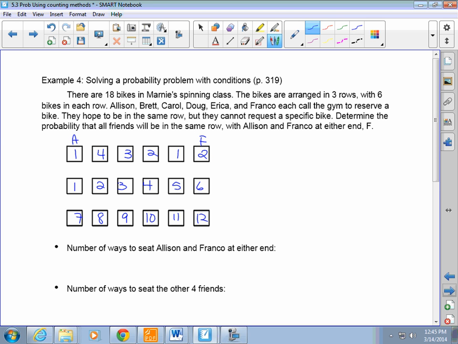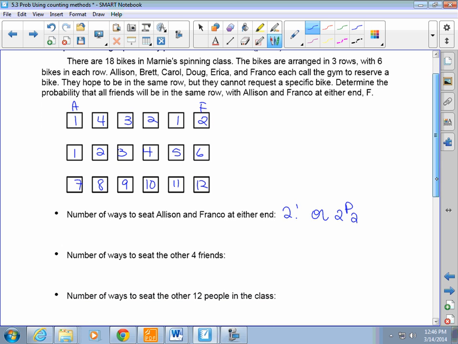So the number of ways to seat Allison and Franco at either end, well, I can put Allison on the left, Franco on the right, or Franco on the left, Allison on the right. So I have 2 factorial, or if I think of it as a permutation, it's 2P2. Number of ways to seat the other people: if I've taken those 2 out, I've only got 4 other people to seat, so that's just 4 factorial, or 4P4. I'm taking 4 people and arranging all 4 of them.